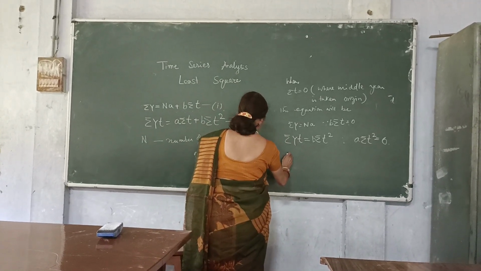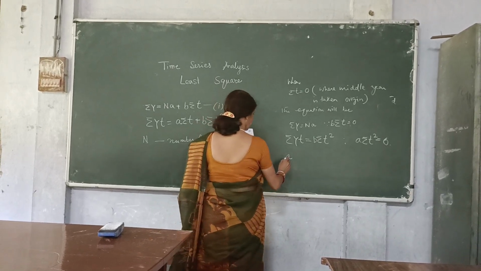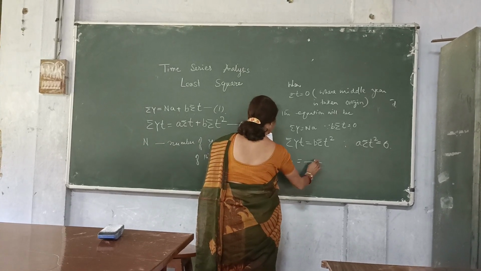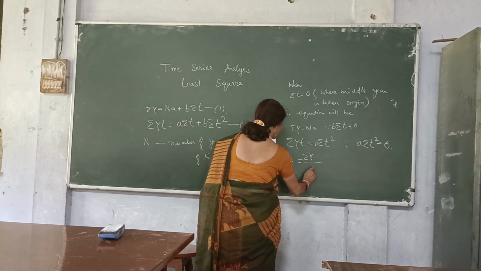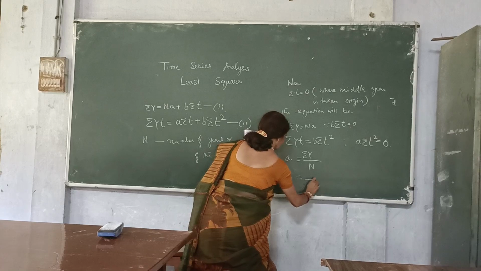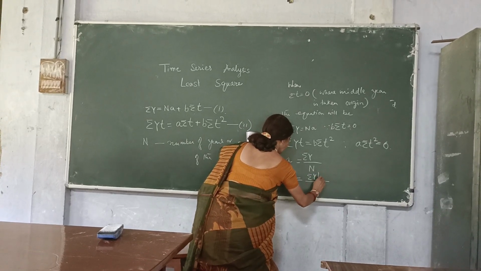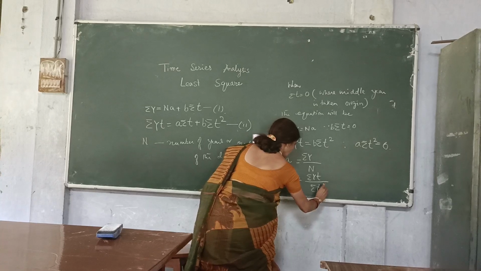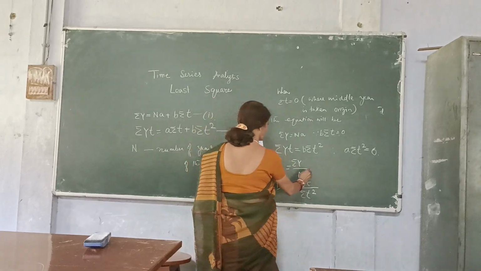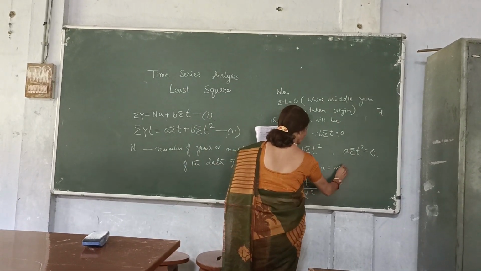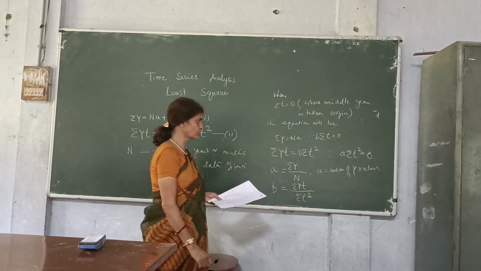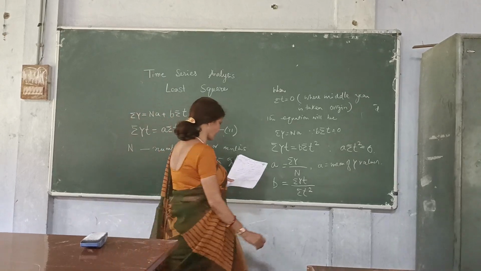Therefore a equal to summation of y by n, and b equal to summation of yt by summation of t square. Now here a is also called the mean of y values, and b is called the rate of change.